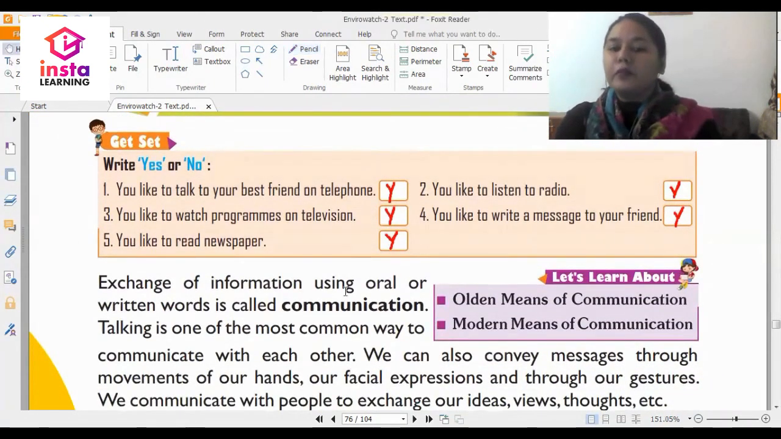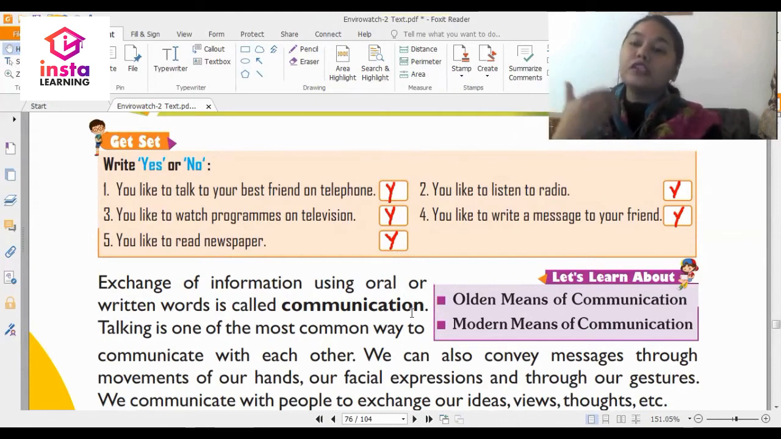Exchange of information using oral or written words is called communication. What do you mean by oral? Oral means something which is spoken, and written, that you write. So when you exchange information by talking or by writing, this process is called communication. Talking is one of the most common ways to communicate with each other.